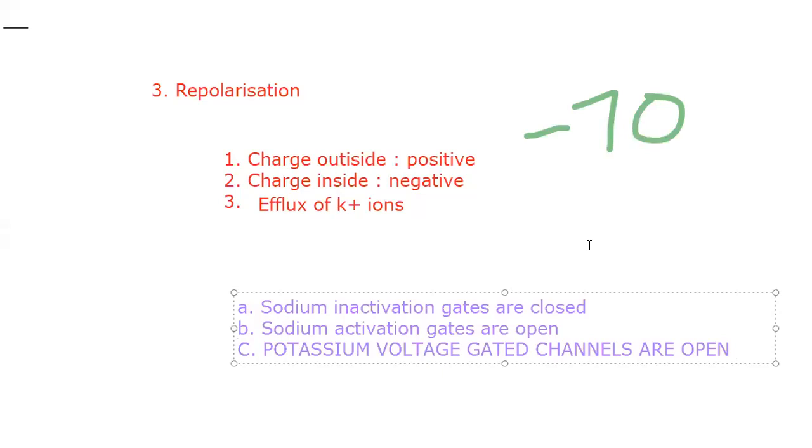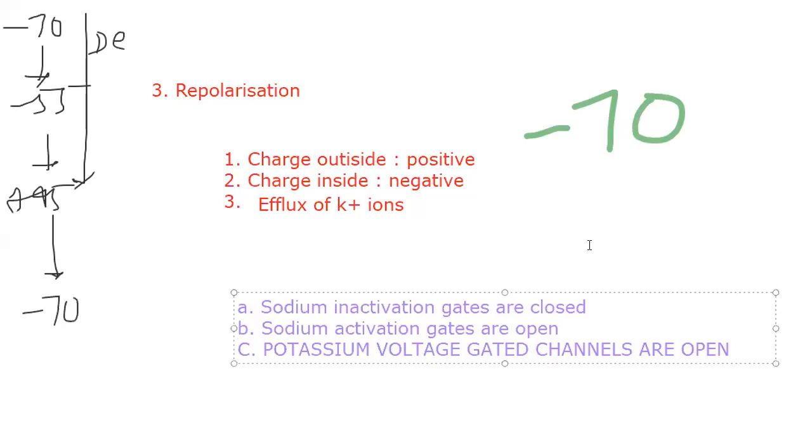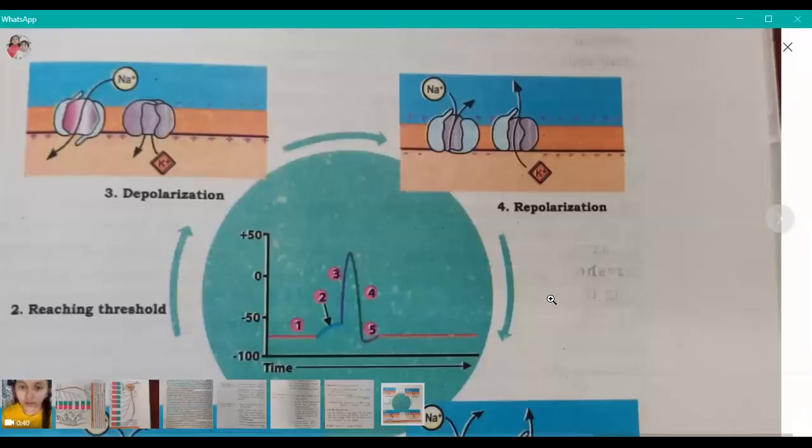I'll show you. Minus 70 we started, and minus 55 is the threshold. Then from minus 55 we reach plus 45. We call the total as depolarization. Next, reaching plus 45 to minus 70 is called repolarization. Okay, there is another step to go, that is minus 90, isn't it? We'll go there. That is hyperpolarization. So I'll show you the diagram again. Now this time we focus on hyperpolarization.